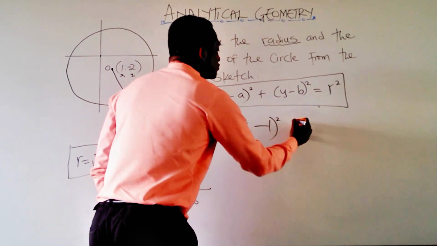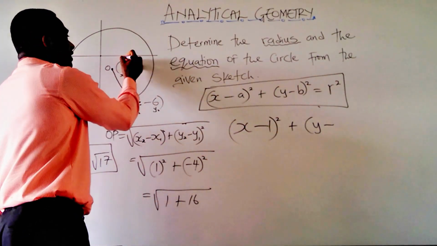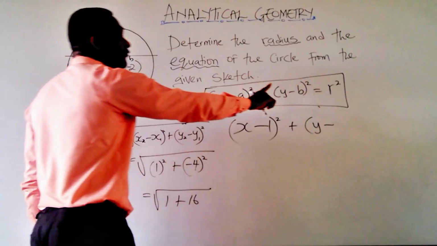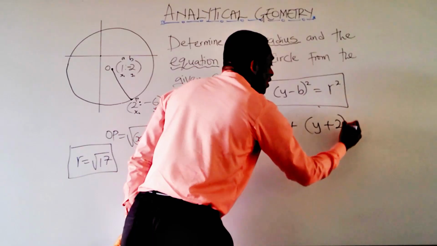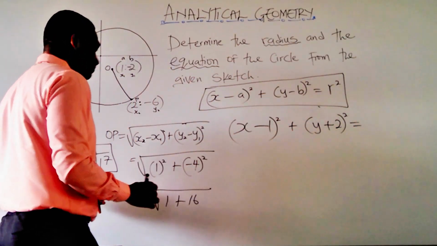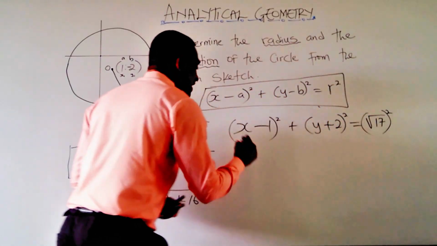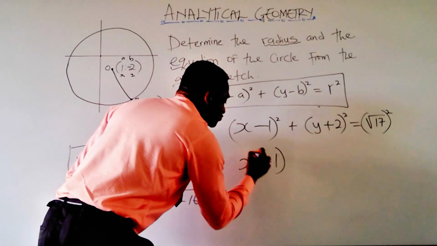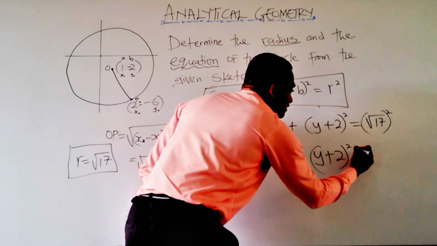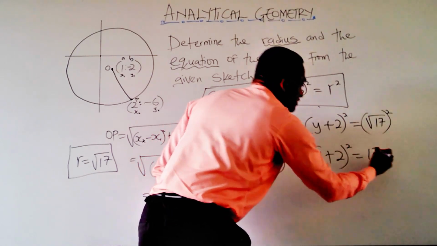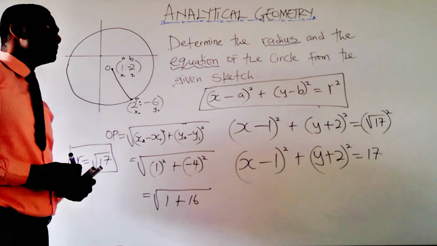And then let's go to y. You have y minus, so this is our a and this is our b. So from the formula, y minus negative 2 will give us y plus 2 all squared. This equals our radius, which is root of 17, all squared. So finally, the equation of the circle is (x minus 1) all squared plus (y plus 2) all squared is equal to root of 17 all squared, which is 17. So this is the equation of this circle.